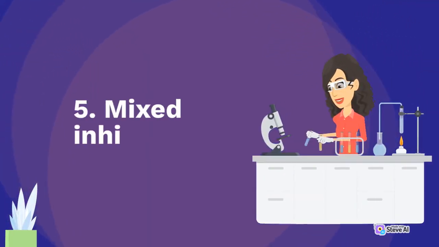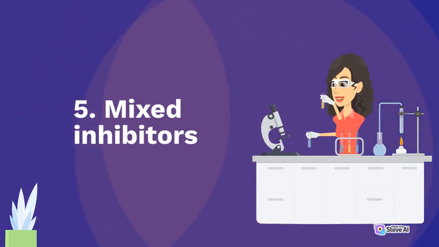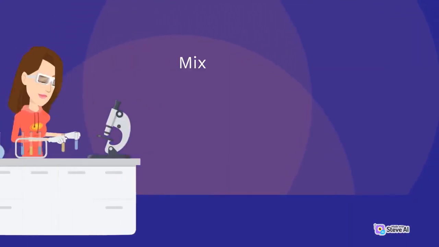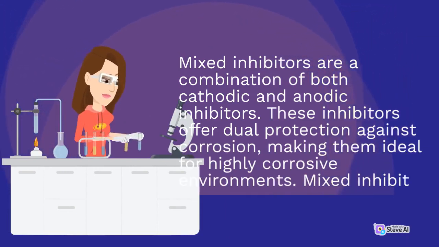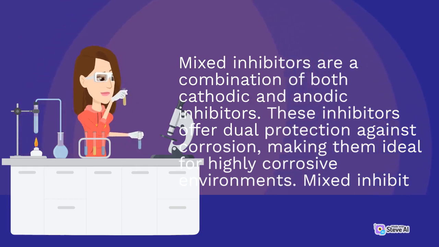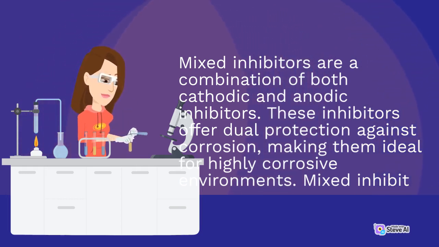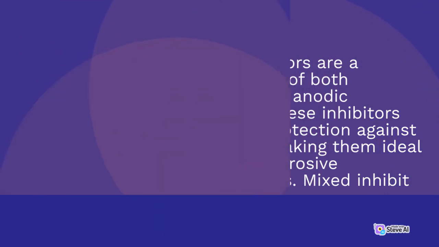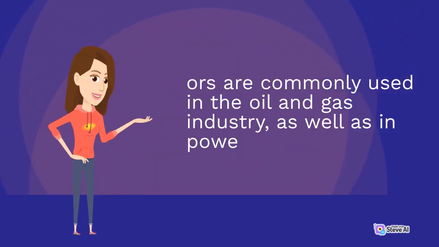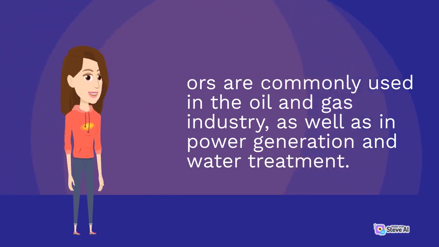5. Mixed inhibitors. Mixed inhibitors are a combination of both cathodic and anodic inhibitors. These inhibitors offer dual protection against corrosion, making them ideal for highly corrosive environments. Mixed inhibitors are commonly used in the oil and gas industry, as well as in power generation and water treatment.